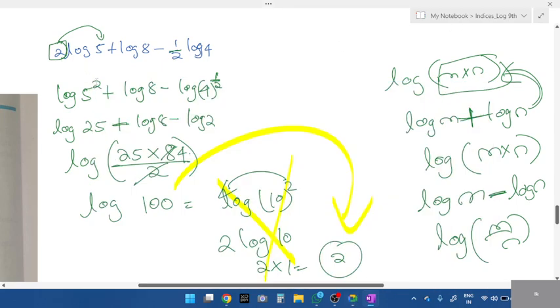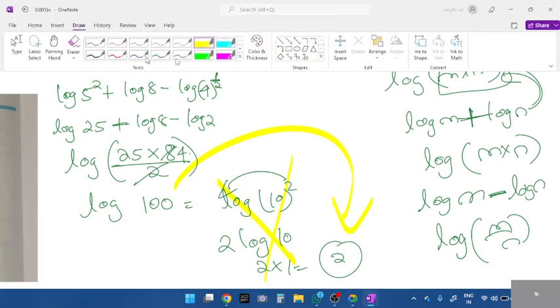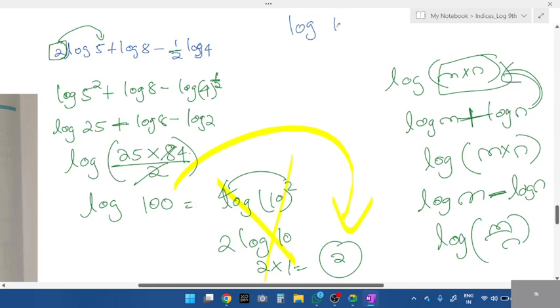See, our only aim, students, is to convert all the values to the power of 10 or 100. That's it. Because we know log 10 is equal to 1. We know log 100 is equal to 2. Log 1000 is equal to 3. So try to convert all the possible values in terms of these things.